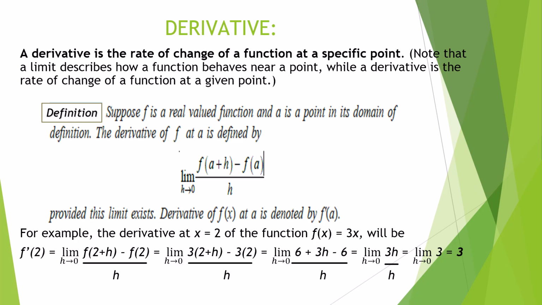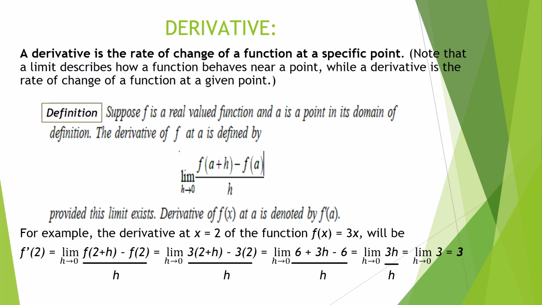We once again define derivative. Suppose f is a real valued function and a is a point in its domain. The derivative of f at a is defined by limit h tends to 0, f of a plus h minus f of a, upon h. Derivative of f(x) is denoted by f dash of x, and at the point a it is f dash of a.